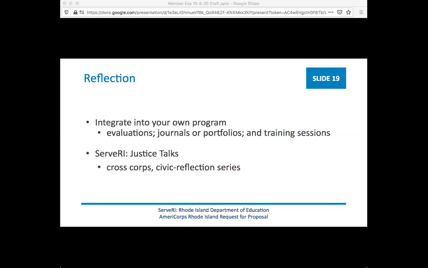Those ways also help you understand how your team is doing and what support they need. Now, as I mentioned briefly, ServeRI does this Justice Talks program. Justice Talks typically happens in the winter. It's usually 5 or 6 meetings, and it's cross-corps. So this has a real value of members getting to meet some members outside their team and discover that, oh, your AmeriCorps experience is different, or you're working in that community, or hey, we're working with the same communities.